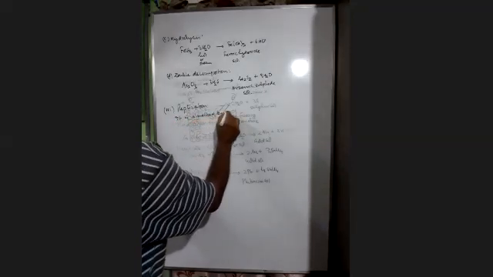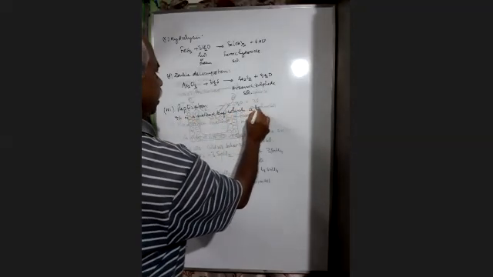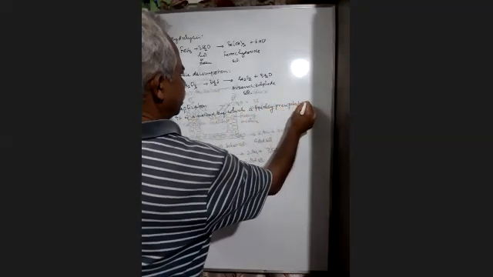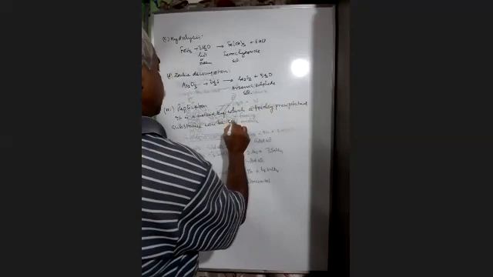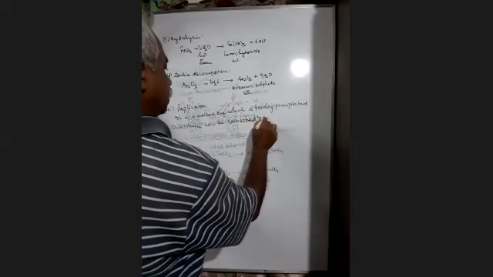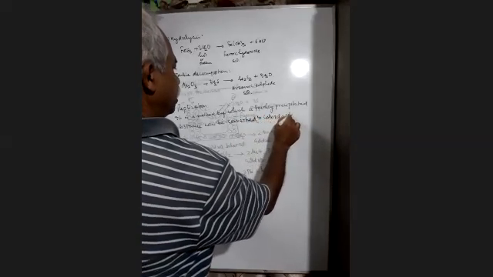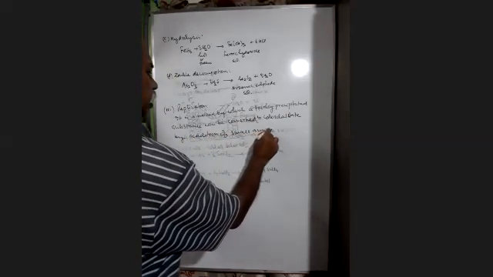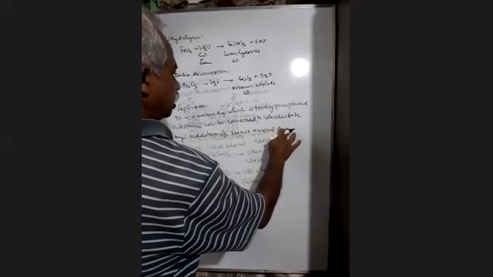It is a method by which a freshly precipitated substance can be converted to colloidal state by addition of a small amount of electrolyte.